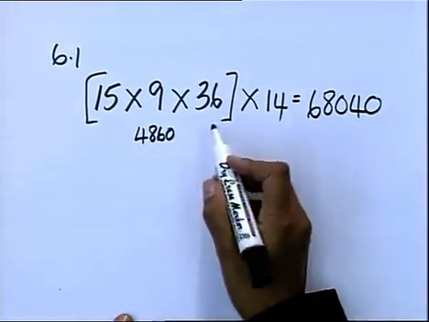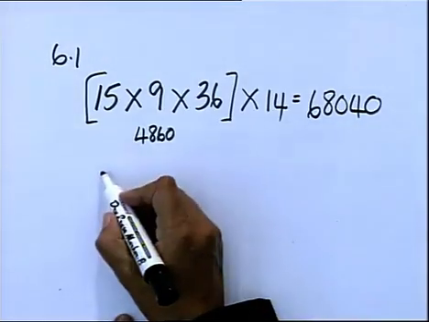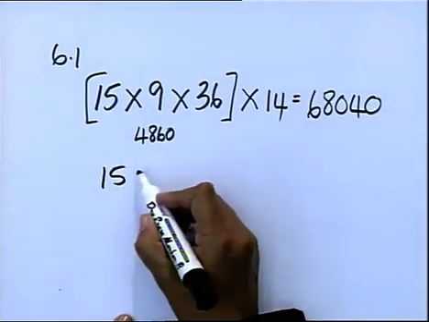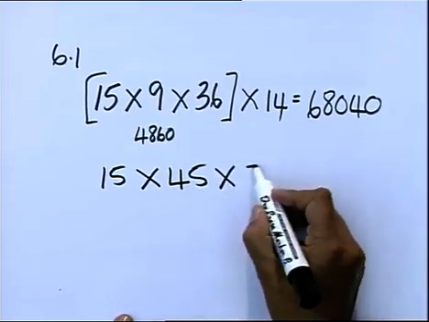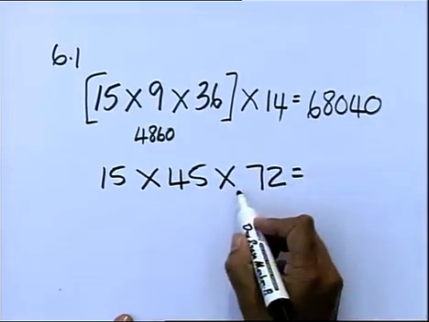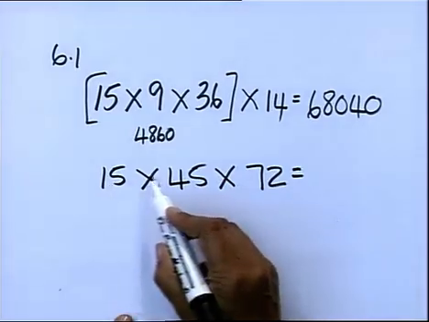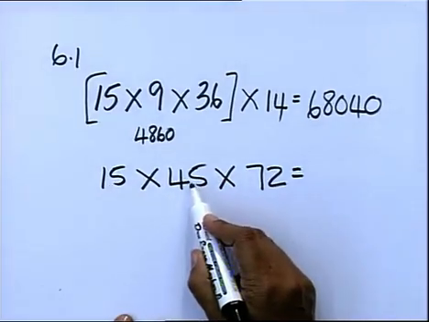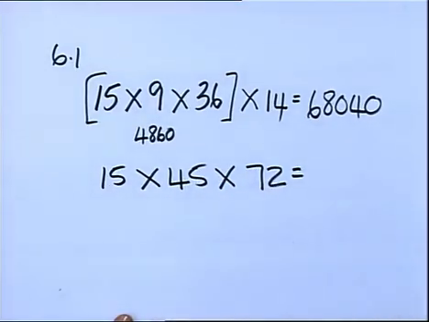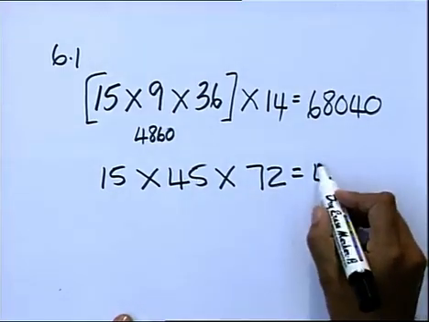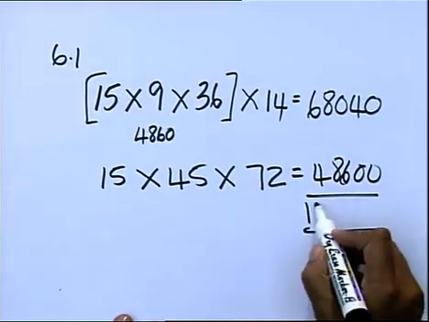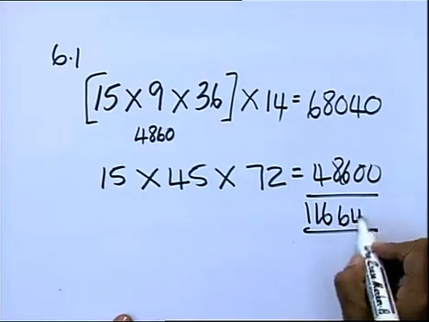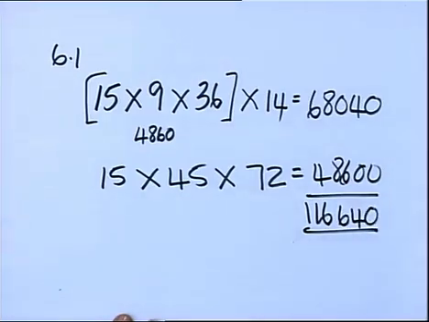Okay, so that's my normal time. My overtime, I've got 15 people working 45 hours at 72 Rand per hour. How much is that? That's 48,600. So I add the two together and I get 116,640. So that's your answer for 6.1.